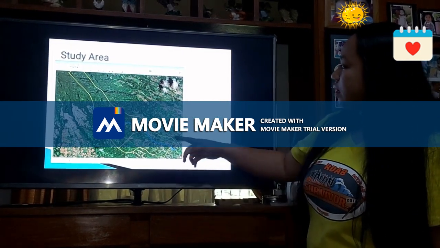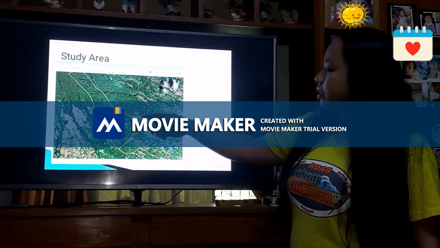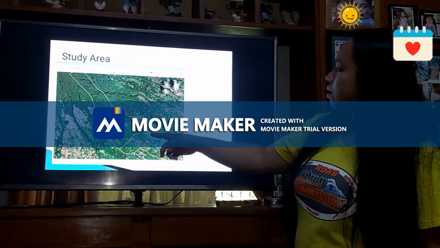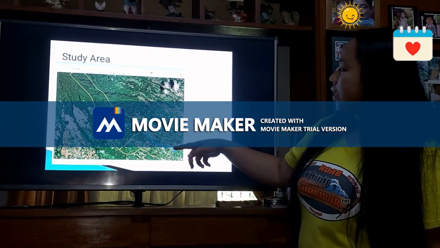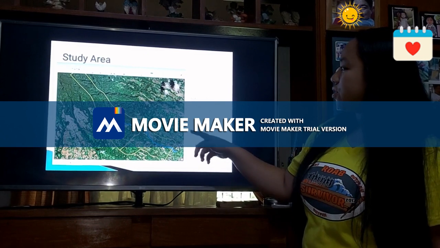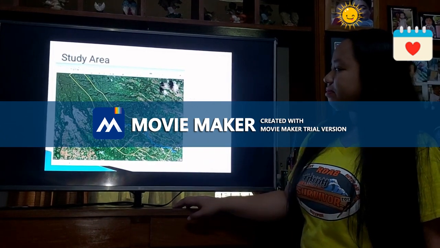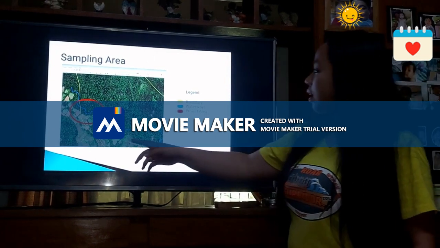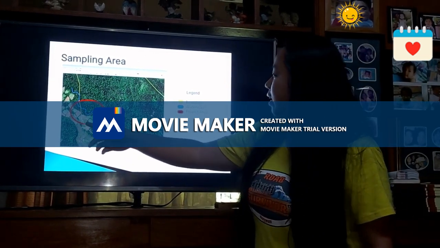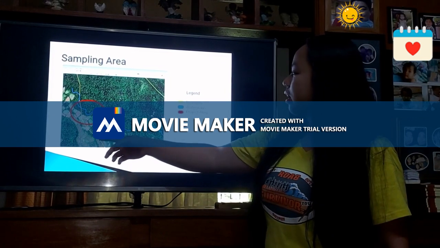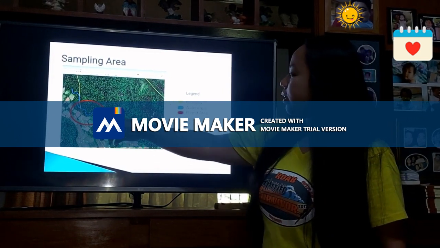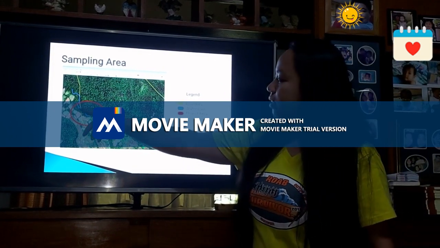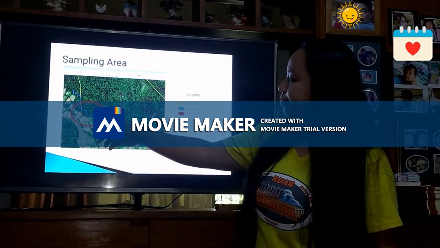So this is our study area. So this is the waterways along the Ibaba at Ilayang Bukal, Tayabas City, Quezon Province. So the yellow line is our boundary. The blue line is our waterways, and the red line is our project area.